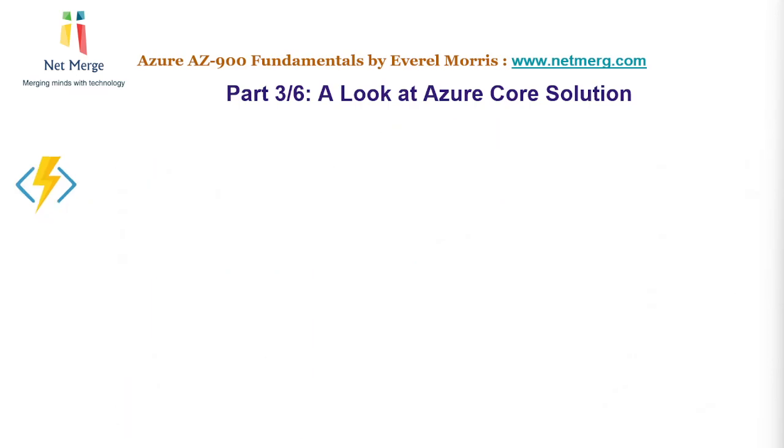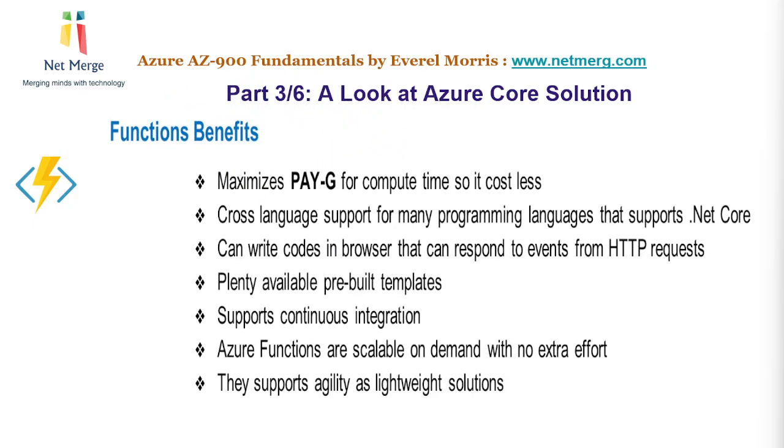You get an understanding of what a function is and how it works. Now, here I just want to run over some of the core benefits you get from a function, and these are the benefits. You get the PayG because you're paying for compute time, and it costs a lot less. You don't have to pay for the resources. You get cross-language support for many programming languages such as .NET. We talk about that. You could use your Java, Python as well, or any scripting language you're familiar with that is available in the platform. You can write code in the browser and you can respond to events from the HTTP request. That's what we just did.